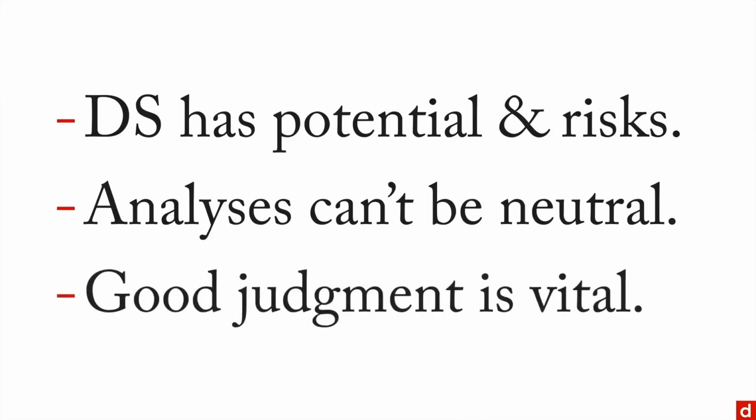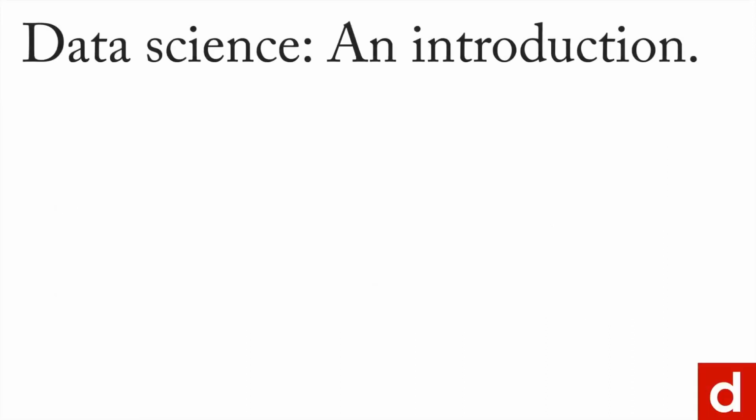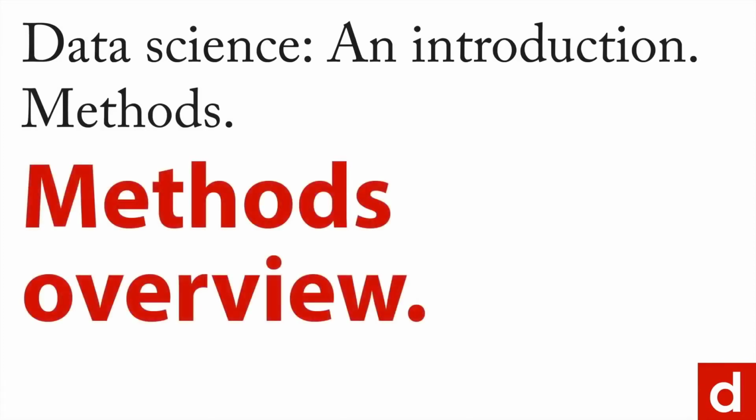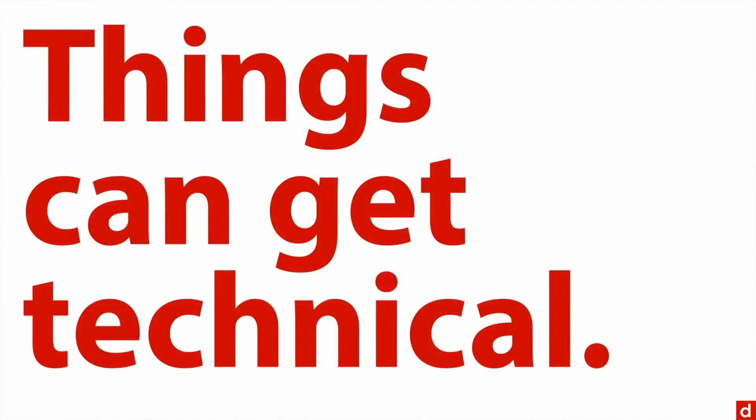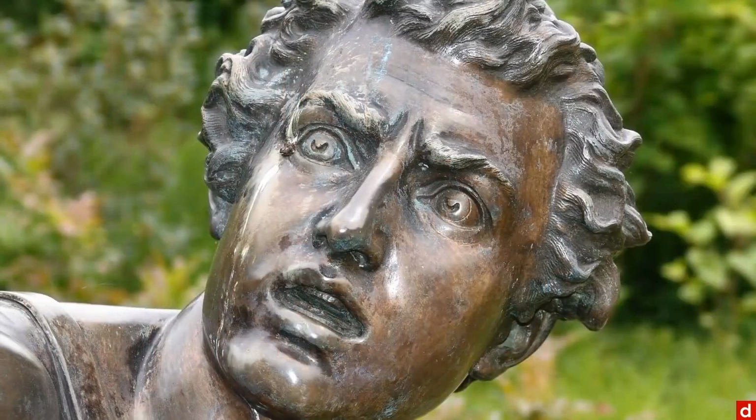And what that means is that no matter what, good judgment is always vital to the quality and success of a data science project. Data science is a field that is strongly associated with its methods or procedures. In this section of videos, we're going to provide a brief overview of the methods that are used in data science. Now, just as a quick warning, in this section, things can get kind of technical, and that can cause some people to sort of freak out.